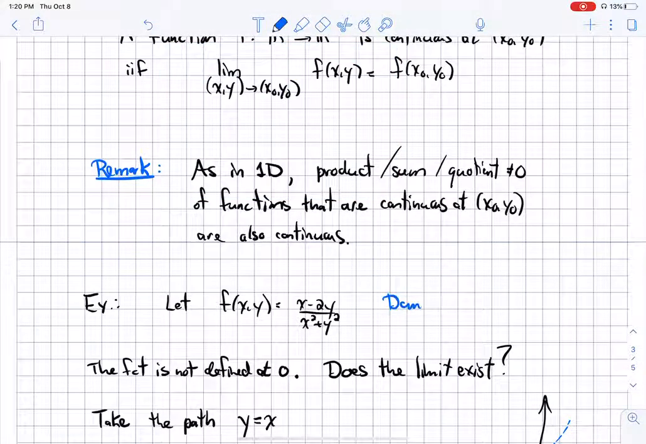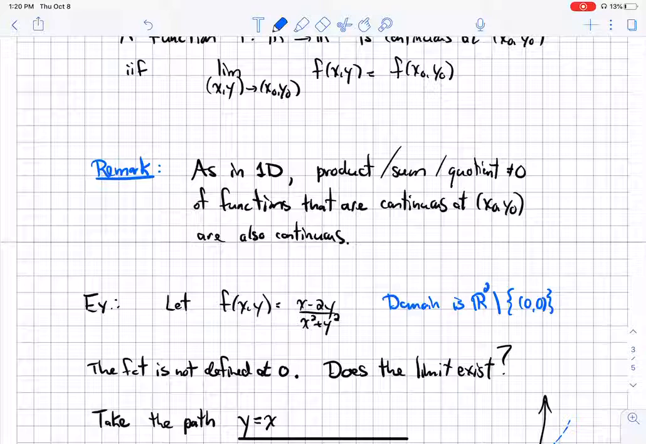The domain is the whole plane, R2 minus the point (0,0), obviously, because that's the point where I divide by 0. So the function is not defined at 0, but maybe the limit going to 0 exists. Then I could take this limit as my definition of my function at 0, and I would have a continuous function. But the limit does not exist. So how to show that the limit does not exist?